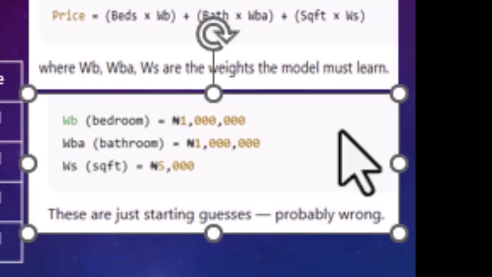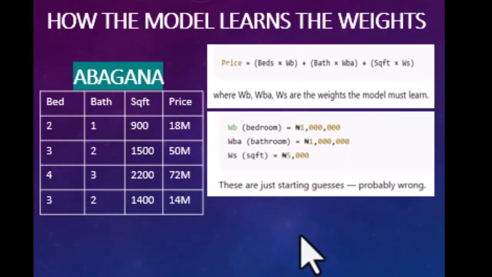So the next step, the model starts with random guesses. So for the bedroom, it suggests a weight of like 1 million. For the bathroom, 1 million. For the square footage, 5,000. Now, these are just starting guesses and probably wrong.